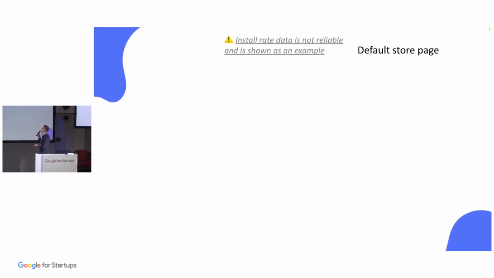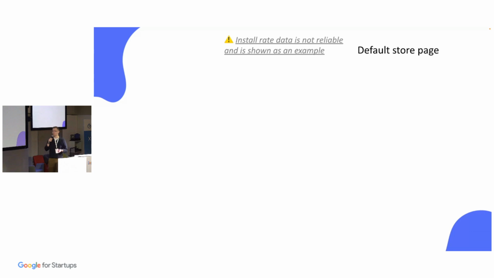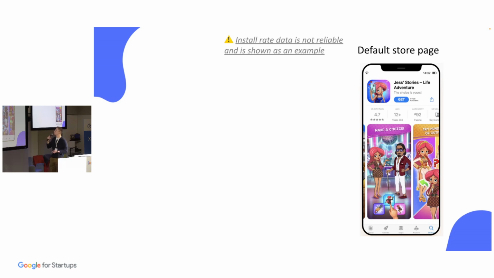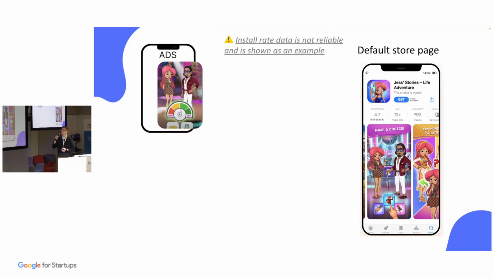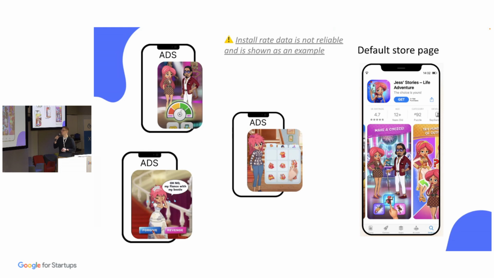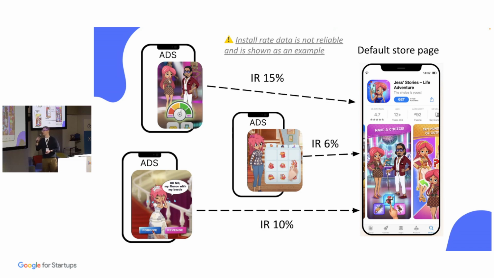Just for information, unfortunately, I can't tell you about the install rates of our campaigns, but these are just examples. So, here's one of our games. It's a story game where you have to choose some actions for your characters. So we have three ads, very different ads, and these ads send our users to our main page, and each ad has its own install rate. And as you can see, the install rates are different.